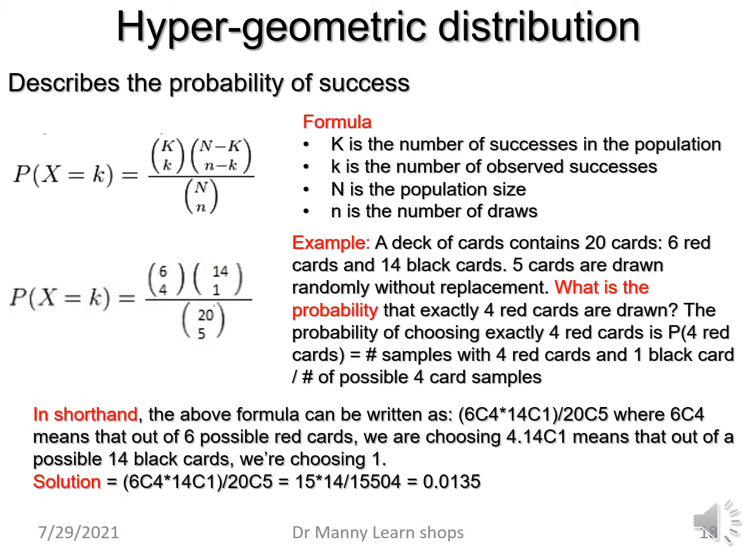When we look at the hypergeometric distribution, this describes the probability of success. There's a formula. An example would be a deck of cards that contains 20 cards: 6 red cards and 14 black cards. 5 cards are drawn randomly without replacement. What's the probability that exactly 4 red cards are drawn? The probability of choosing exactly 4 red cards is P(4 red cards) equals the number of samples with the number of red cards and 1 black card being the possible outcomes. In shorthand, the formula can be written as follows, the solution as such.